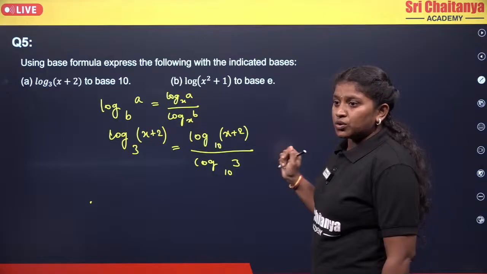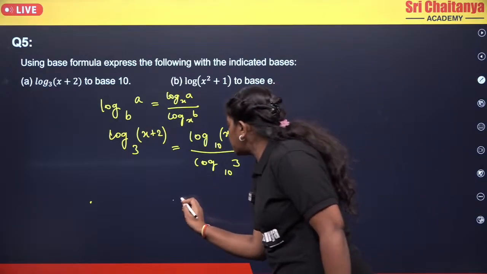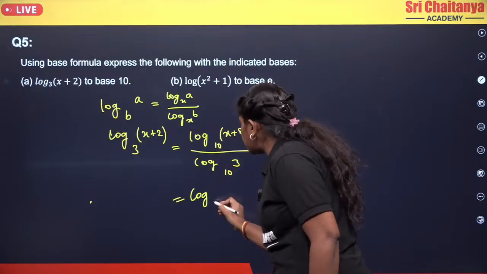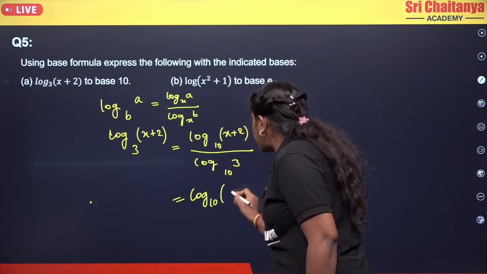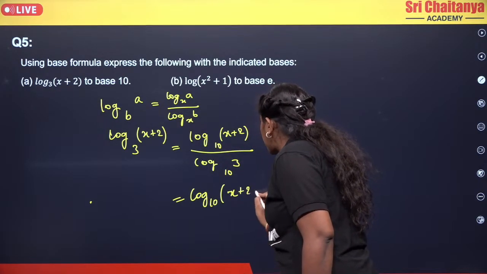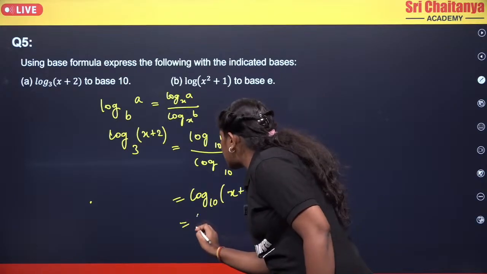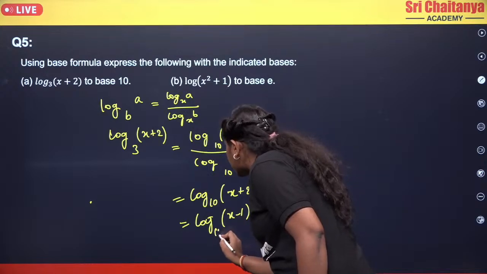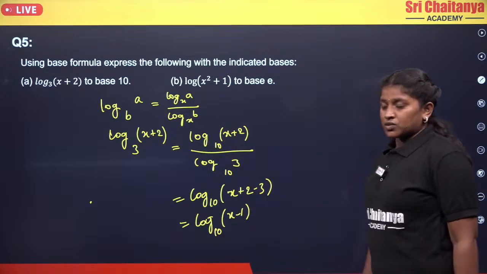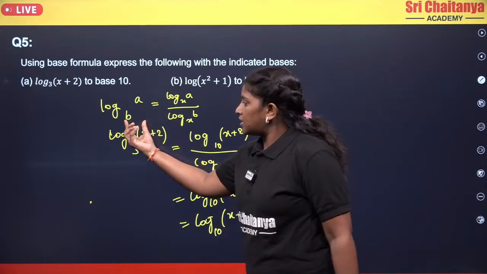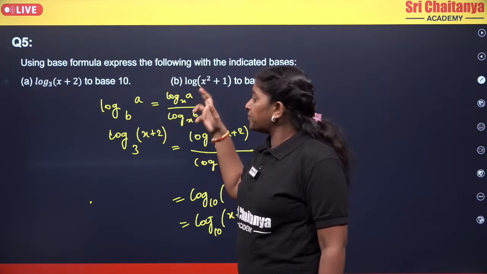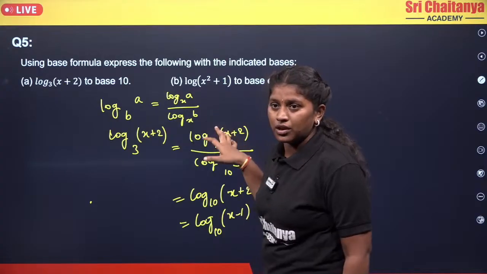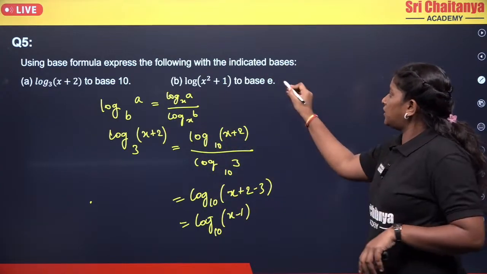Clear everyone? So now upon further simplification what you will get? Log a by b can be written as log of a minus b, so x plus 2 minus 3. So that becomes your log of x minus 1 to the base 10. So if you want to change your base value, then you can write your numerator part and denominator part with the same base. Okay. Now coming to here, next one.